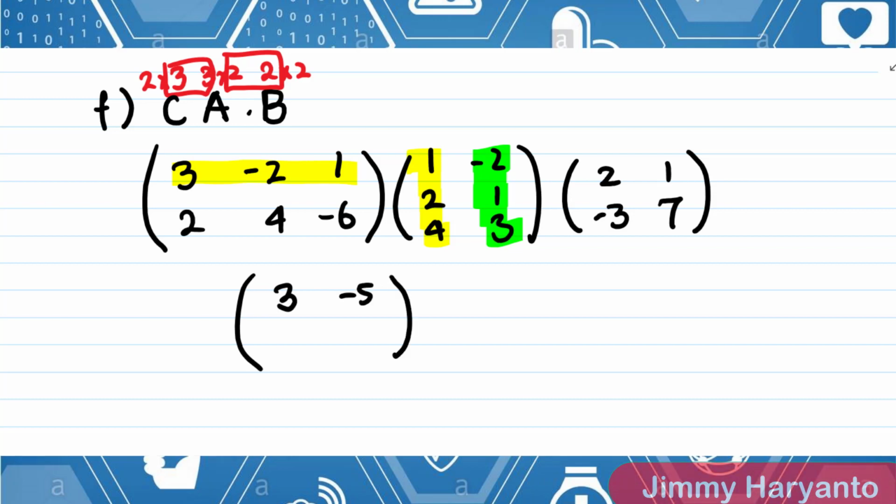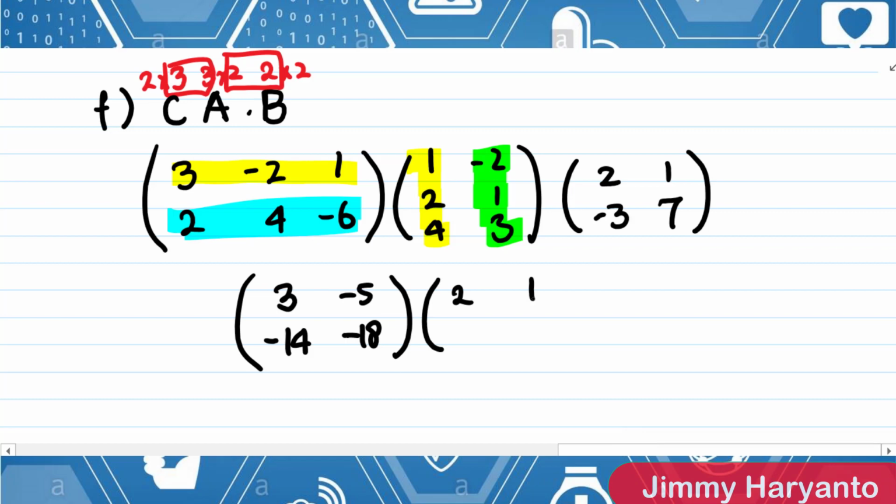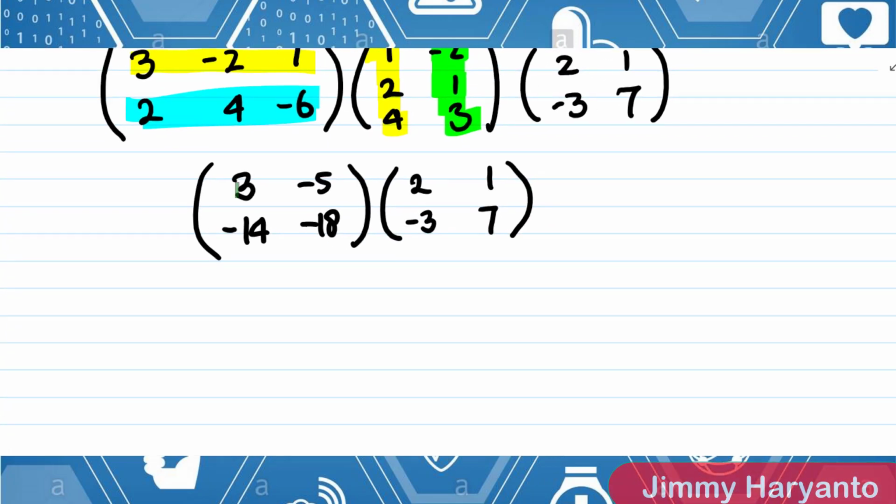And then for the second row, you will have 2, 8 equals 10, 10 minus 24 equals negative 14, and then with the second column, you will get 2 times negative 2 equals negative 4, negative 4 plus 4 equals 0, negative 18. So you will get negative 18 times 2, 1, negative 3, and 7. After that, multiply it one more time.